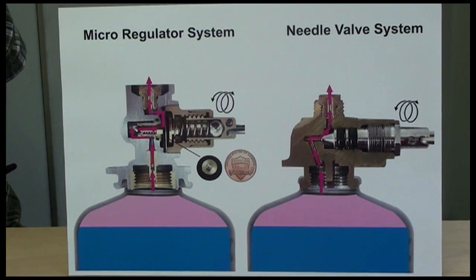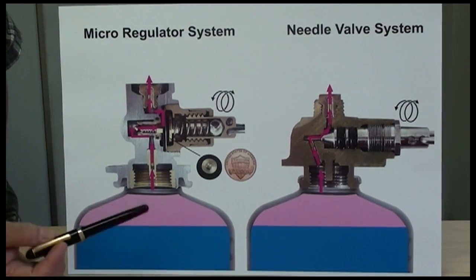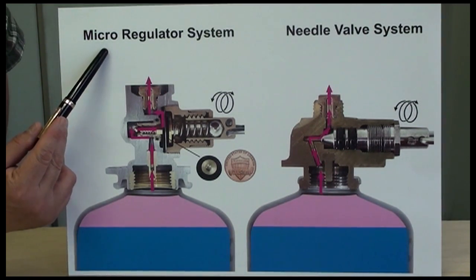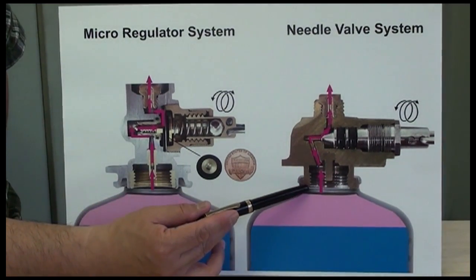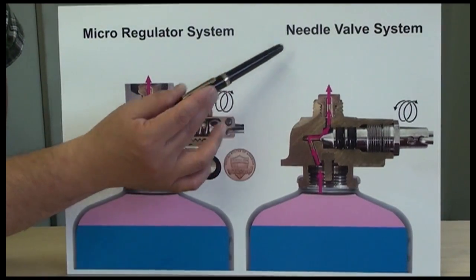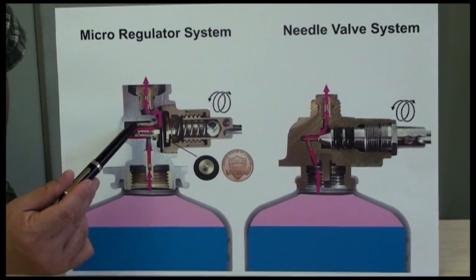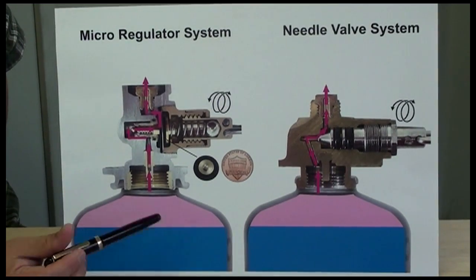I'd like to describe the characteristics of micro-regulator system as opposed to needle valve system. If you look at this diagram, one on the left-hand side, this is a micro-regulator system. One on the right-hand side is the needle valve system. As you can see, the red line shows the fuel passage.